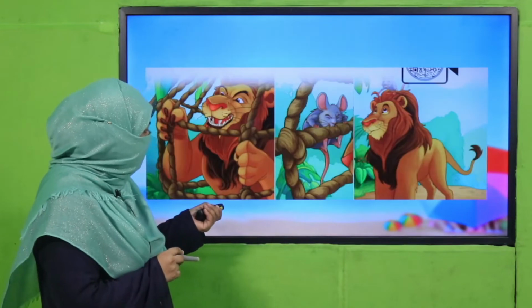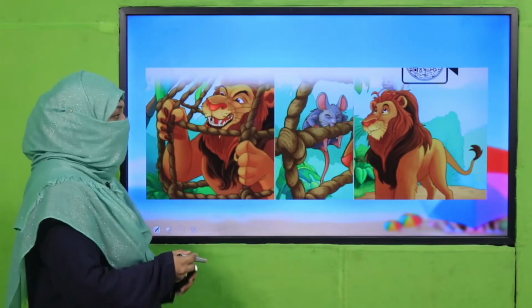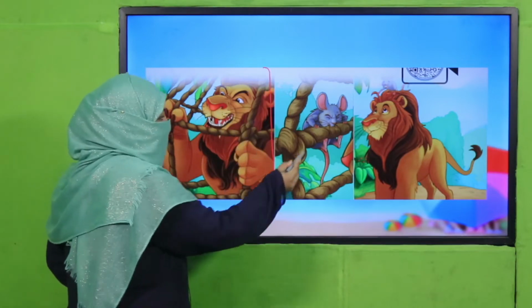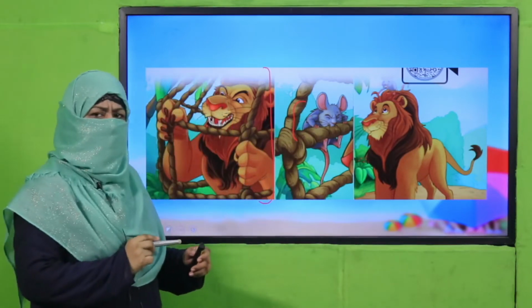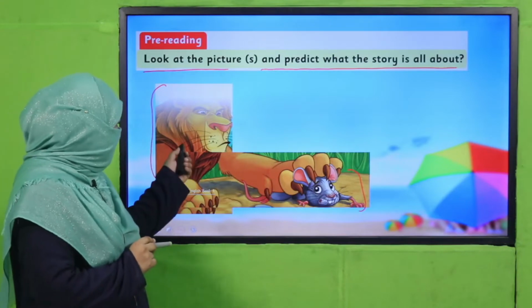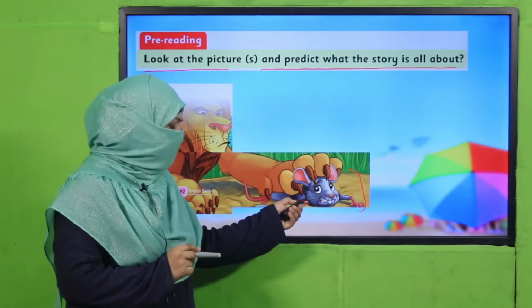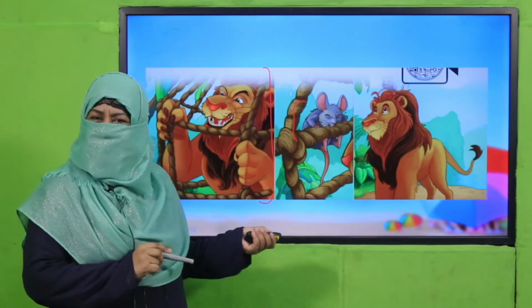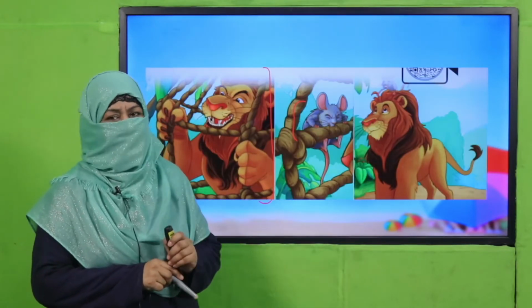So is there any other character? No, I guess there is none. Maybe this is what we are predicting. There is a lion, he is one character, and the mouse is the other. And what is this story? In the first, the lion caught the mouse. Oh, I'm telling you, you are supposed to tell me. Pause the video, predict the story by looking at the picture and then come back.